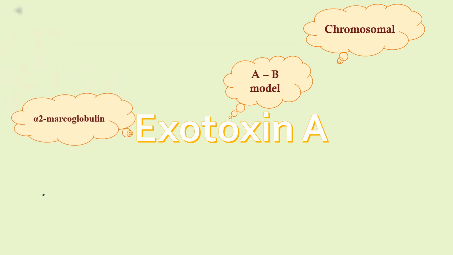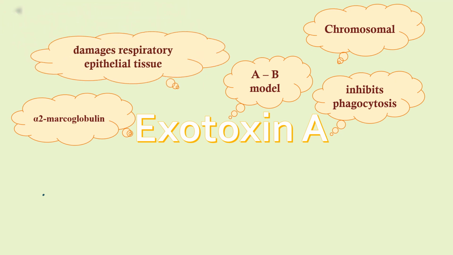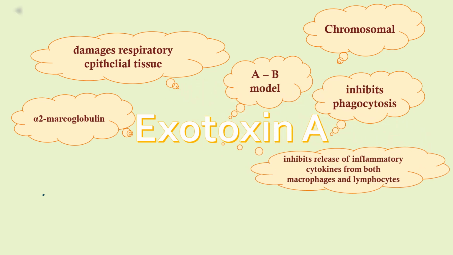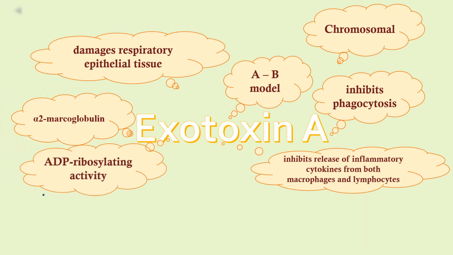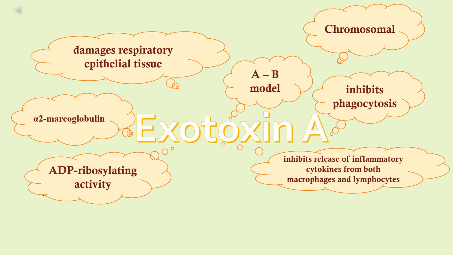The receptor of the toxin is alpha-2 macroglobulin, a large plasma protein found in blood. This toxin has several effects in human cells, like inhibiting phagocytosis, damaging respiratory epithelial tissue, and inhibiting release of inflammatory cytokines like tumor necrosis factor alpha and beta, interleukin 1 alpha and beta, and interferon from both macrophages and lymphocytes. But how does it cause this destructive effect in human cells?